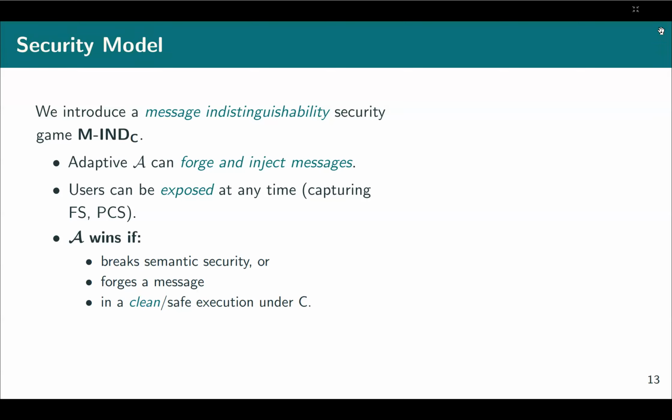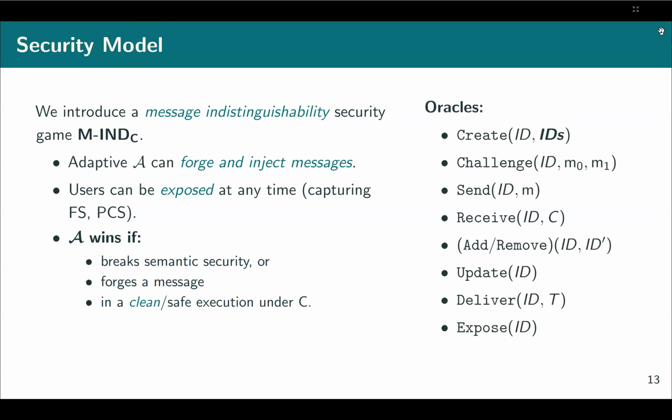To avoid trivial attacks and also to capture in a fine-grained way the security of the protocol, we parameterize this game by a clean predicate. So we say that the adversary only wins if the execution of the game has been clean. And this cleanness is really going to tell us to what extent the protocol is secure and under which conditions. These are the oracles that the adversary interacts with. I will not go into detail, but as you can see, they are the usual oracles.